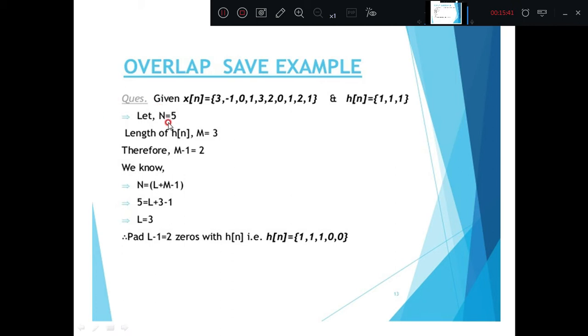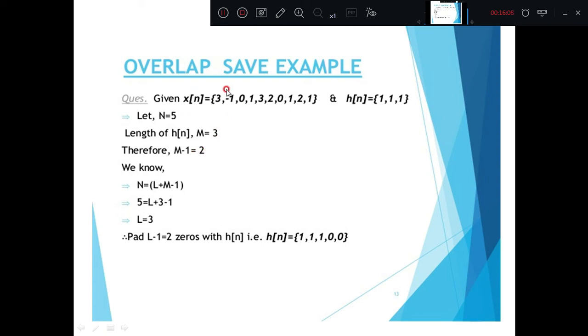Otherwise you have to assume. So here N is equal to 5, the DFT size is taken. So now you have to determine the length of h of n. What is the length of h of n? That is capital M is equal to 3. So how many samples are there? 3, right? So how many samples you have to append to each block later after dividing? M minus 1 samples, that is M minus 1 is equal to 3 minus 1 is equal to 2.